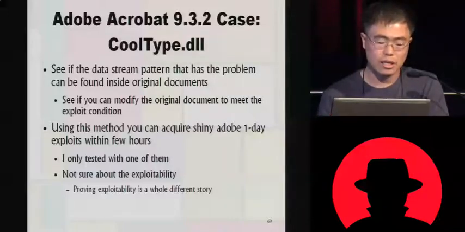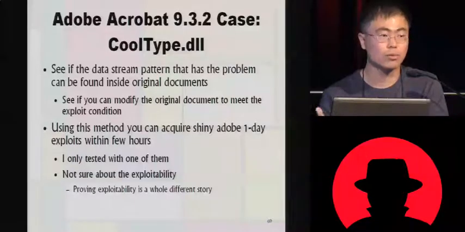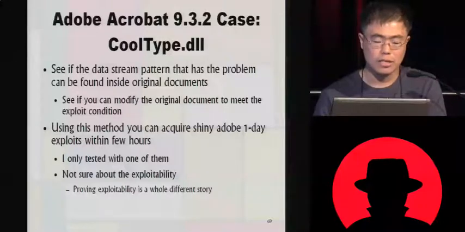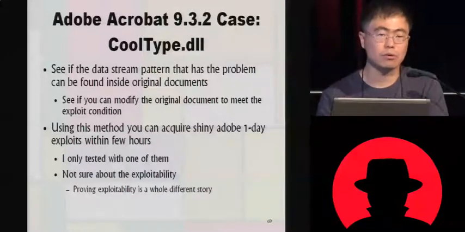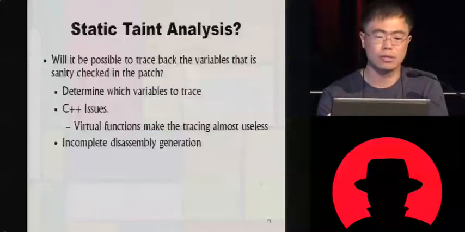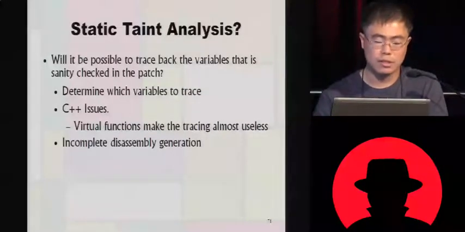Actually, there was just an out-of-bounds access vulnerability, so I'm not sure it's exploitable, but I found it using this method within a few hours. So you can try the same thing, and it's very easy. Even though you don't know anything about CoolType font, you can use this method to find something very cool within a few hours.